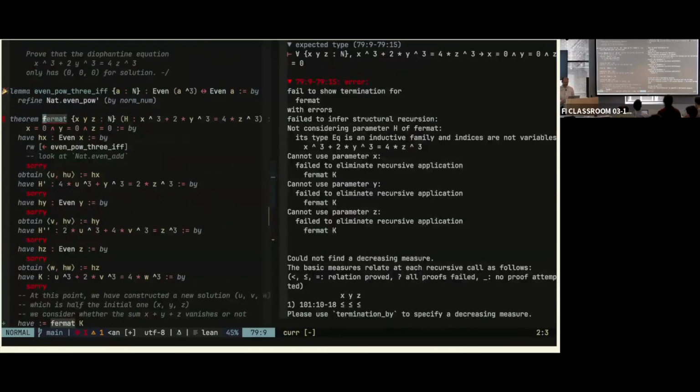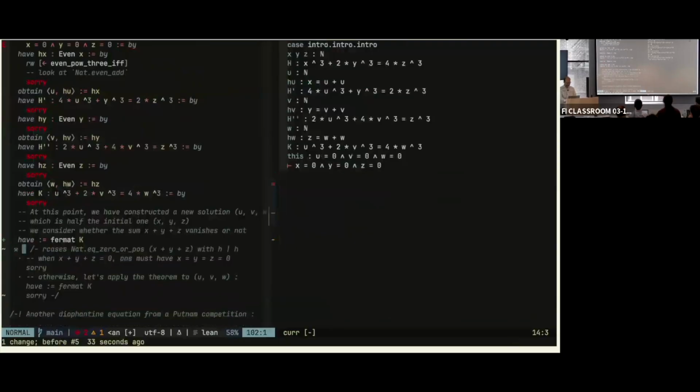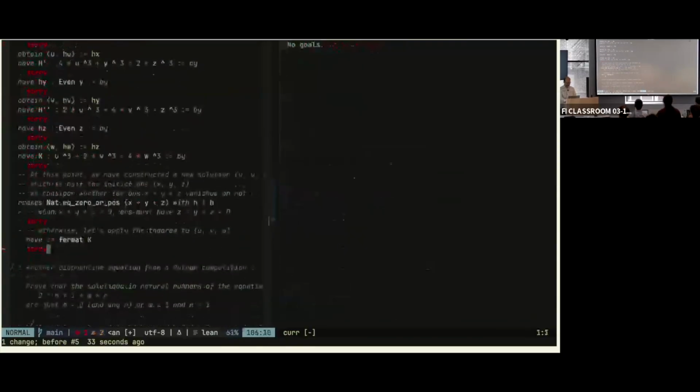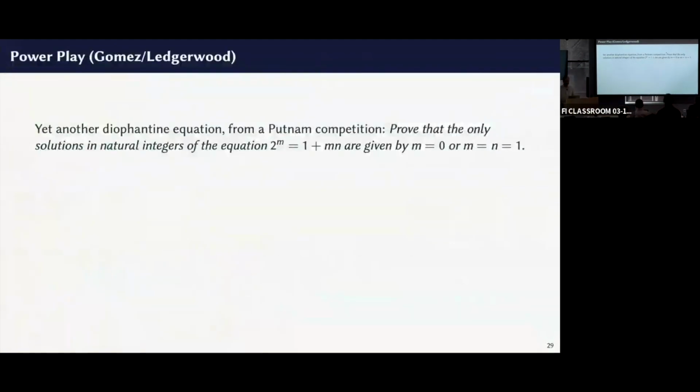It couldn't understand that something is decreasing, okay? And I know that there is some set option that will tell you how Lean proved the termination, but I don't know the code, so I can't show you how it did. But I should have done that, so now I will do that, and okay. And yet another equation, still different, but with another reference to Fermat.